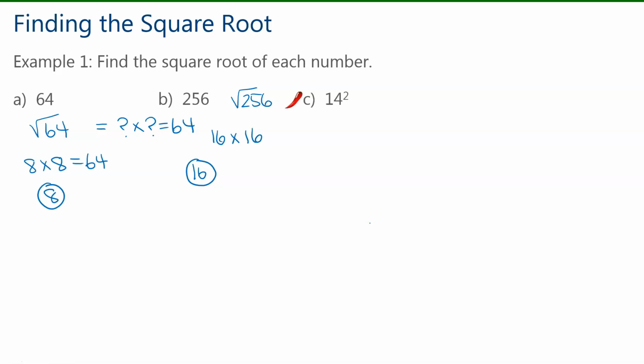So question C is asking us to find the square root of 14 squared. So this question again is a little tricky, as indicated by that hot pepper. So the square root of 14 squared means we're doing it and then undoing it, because it's telling us to find the square root of the number being squared. So if I'm going to do it and then undo it, I'm just going to end up with the number that I started with. So the square root of 14 squared is just 14.